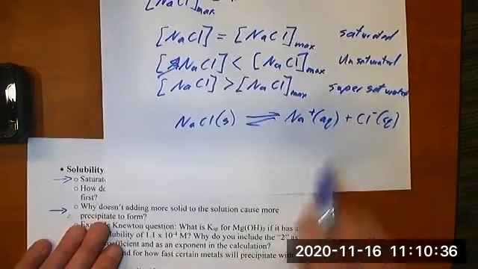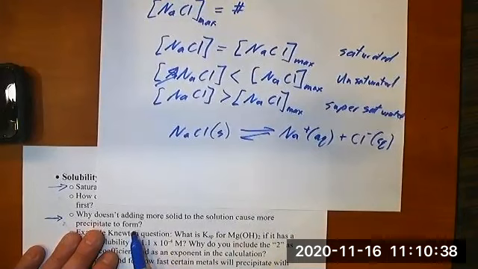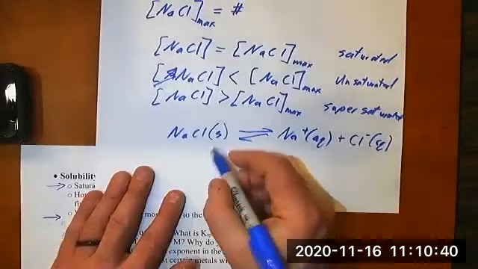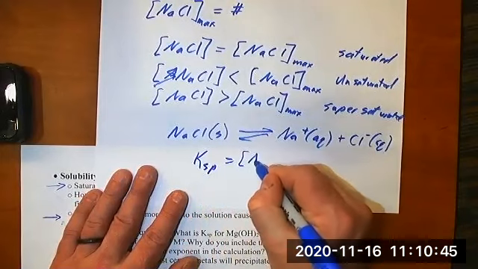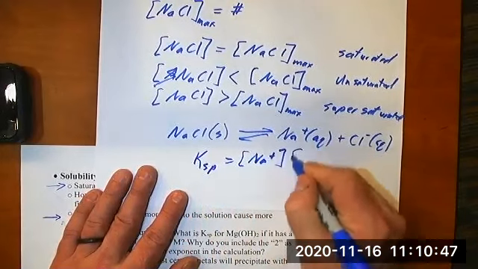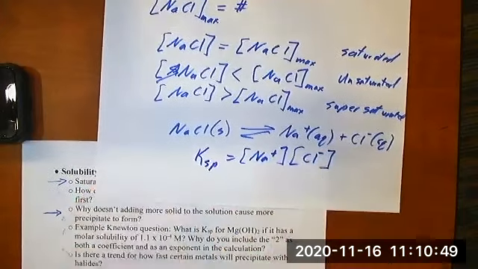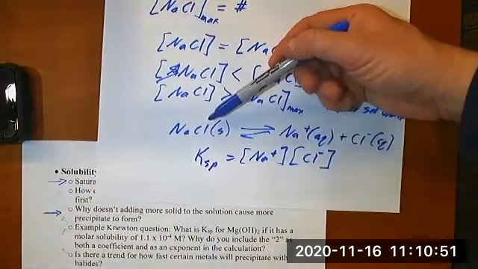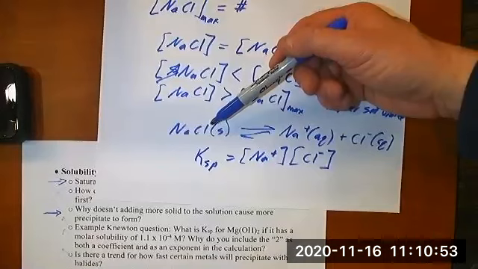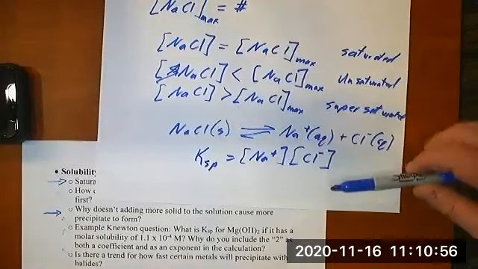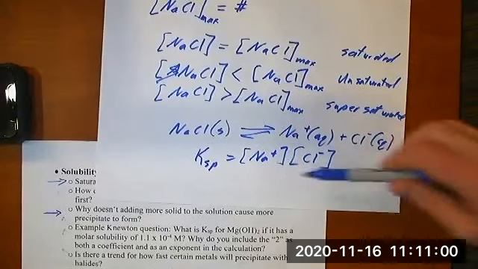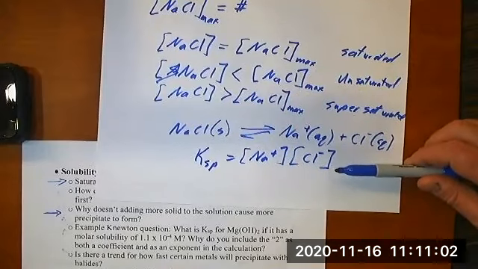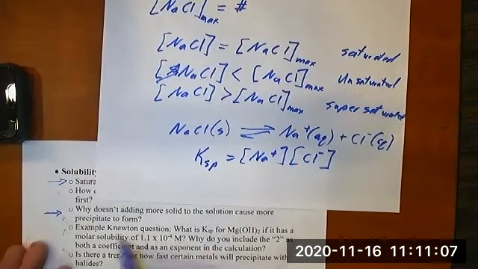If we add more solid to the solution, why doesn't that cause more precipitate to form? Well, if we look at our equilibrium constant for this particular reaction, this is what it is. And notice we do not include the NaCl solid. So adding more solid doesn't affect the equilibrium at all because the solid doesn't participate, it is not part of the equilibrium constant expression. It doesn't change anything. So that's why it doesn't form.